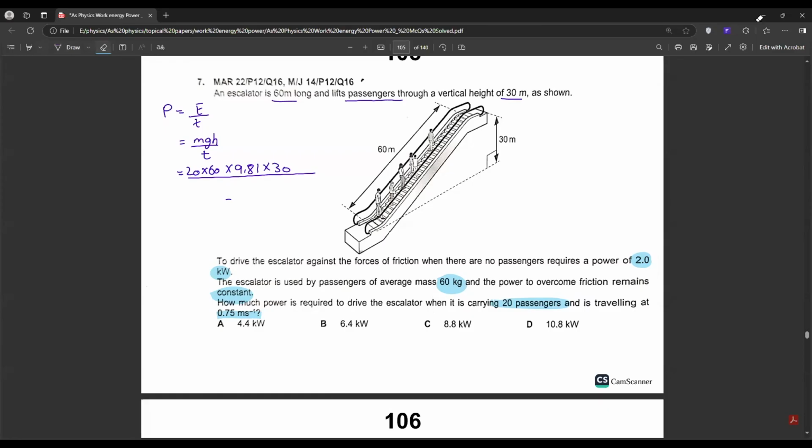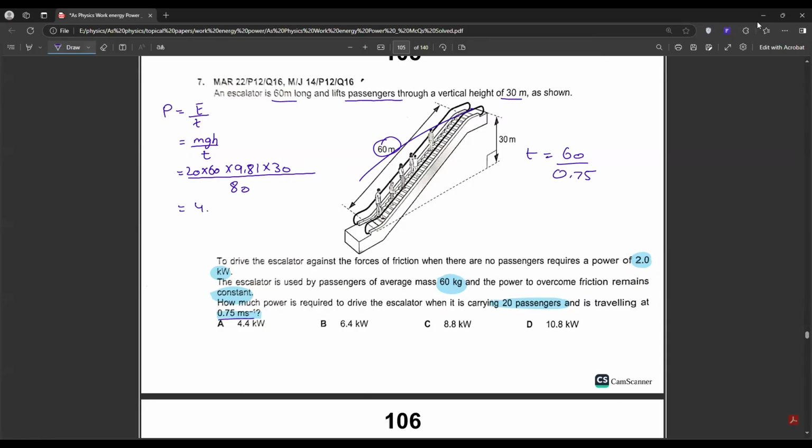How will you calculate the time? That's interesting. How will you calculate the time? The passengers are moving 60 meters diagonally with a speed of 0.7 m s^-1. Can you calculate the time? Yes, time is equal to distance over speed. 60 over 0.75. 60 divided by 0.75. This comes out to be what? Let's calculate it. 80. So the time is 80 seconds.